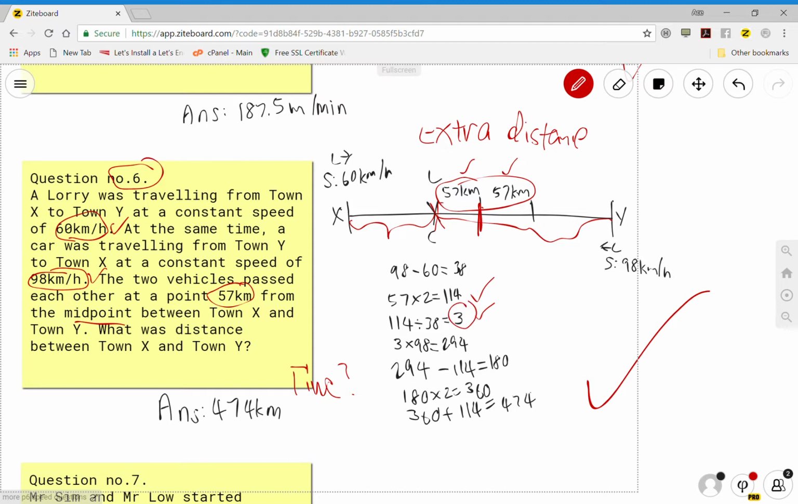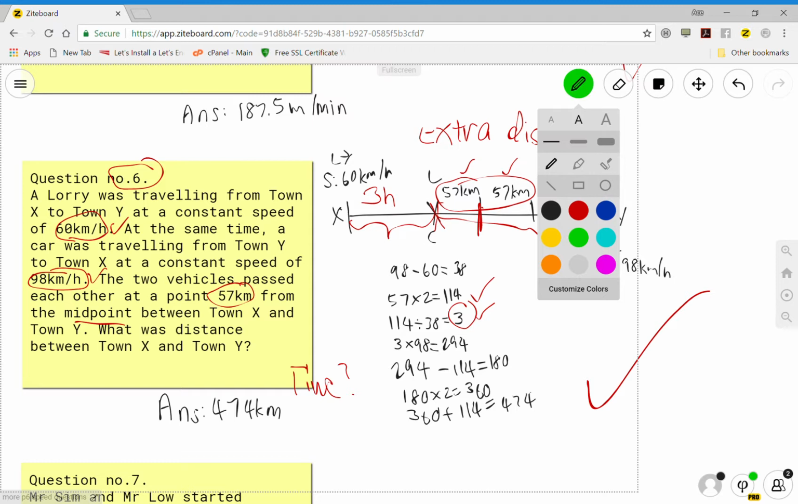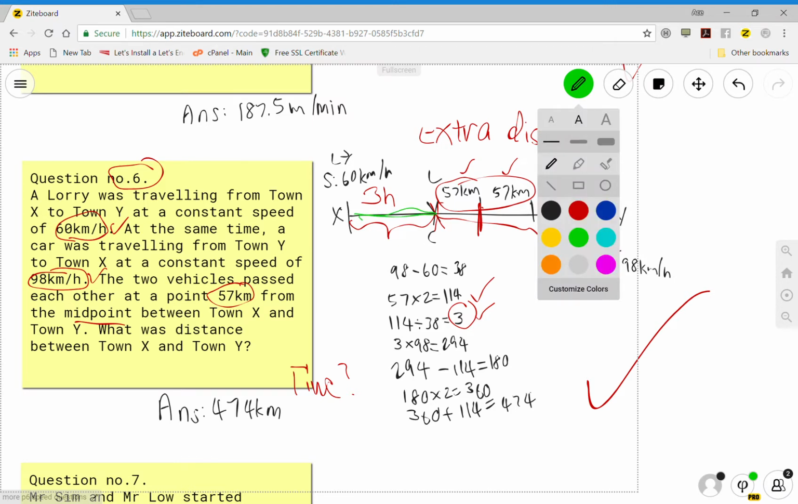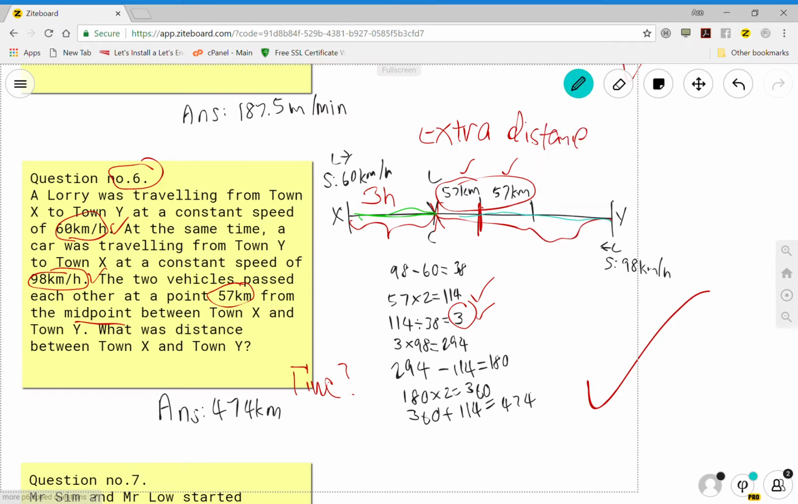Because I don't see any statement here. Yes, it's 3 hours. It's from the beginning. That means this 3 represents 3 hours here. It also represents that it took the lorry 3 hours to travel this green color distance, and then it took the car 3 hours to travel this distance.